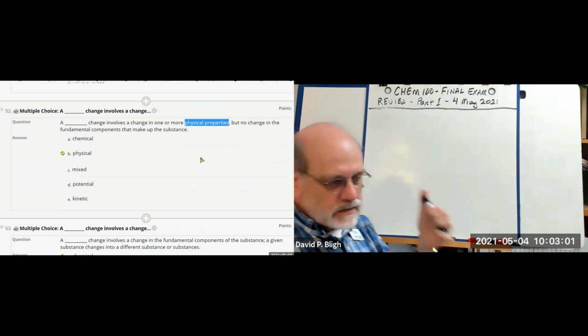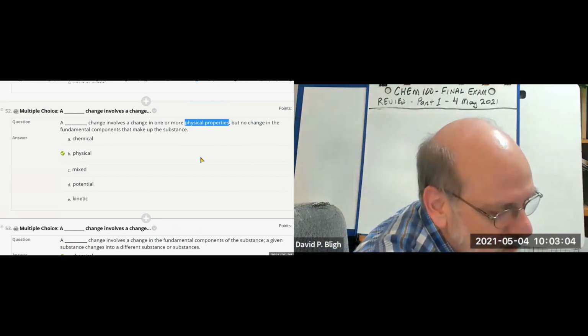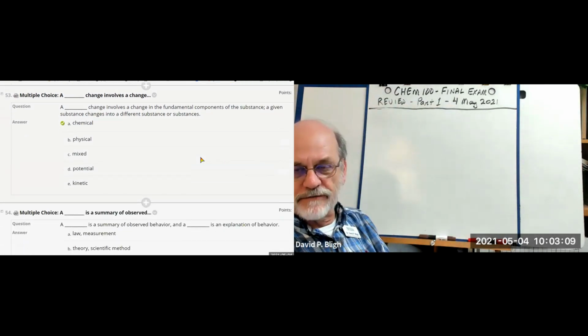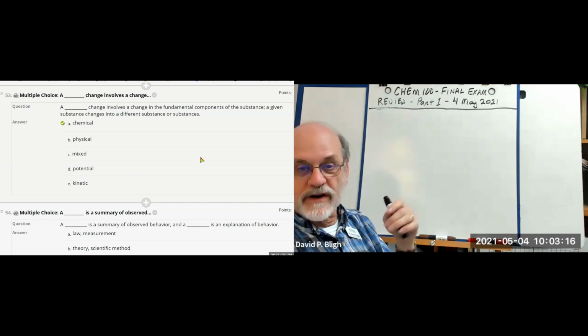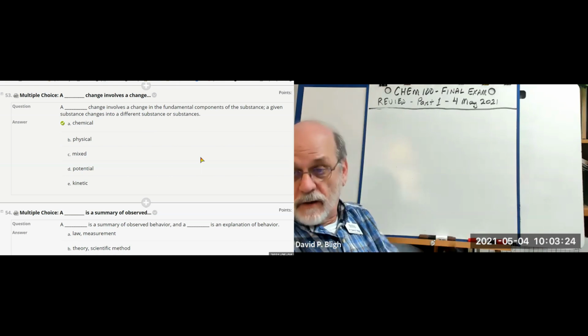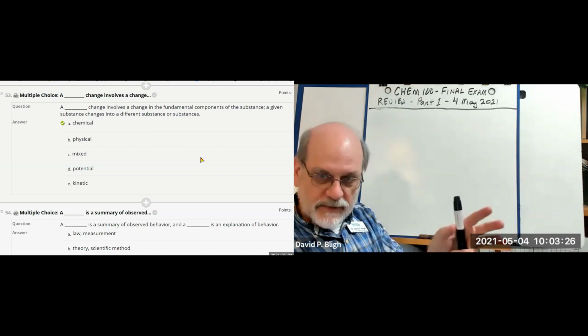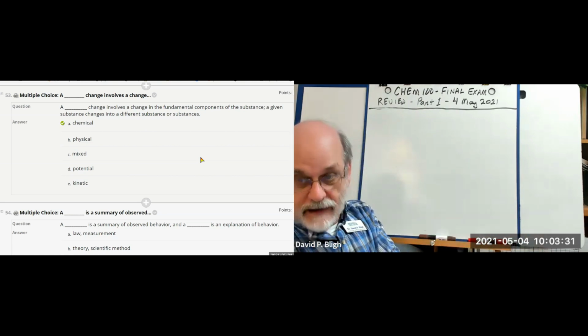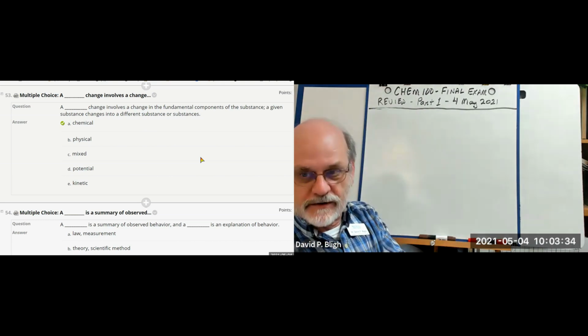So that was 52. How about 53? A blank change involves a change in the fundamental components of a substance. A given substance changes into a different substance. That's a chemical change. Another way to say it is the identity of the substance changed. Right? If it's going from potassium chlorate, that is a substance. If it changes into potassium chloride and oxygen, those are two different substances with different identities.